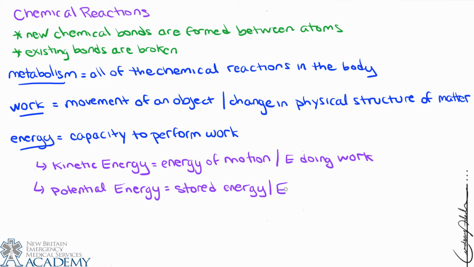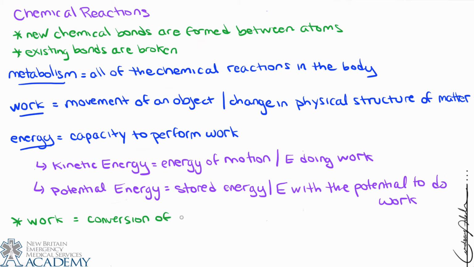Oftentimes, heat will be released as a product of doing work. Energy cannot be created or destroyed, but it can be converted to something like heat and then not be recaptured. So we can lose energy in a chemical reaction. Work is the conversion of potential energy to kinetic energy via chemical reactions.